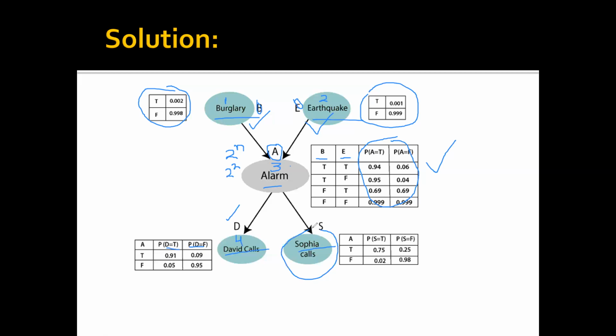Similarly, here Sophia is dependent on alarm. So alarm will be the condition for which we'll be writing the outcomes true and false. But Sophia can call also and Sophia cannot call also. So this is also the probability which is given to us. I hope the table is clear to everyone, why the tables have different outcomes. So next, we have to find the solution for the given problem which was stated in the previous slide.